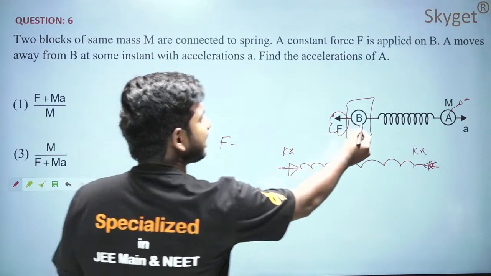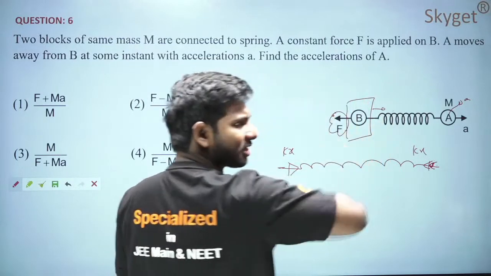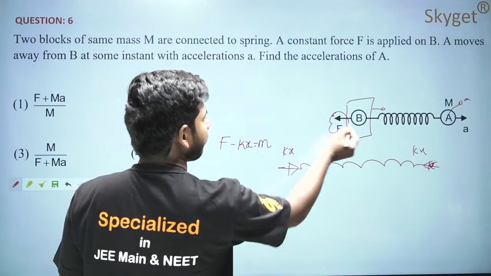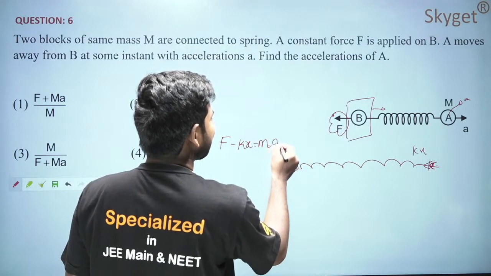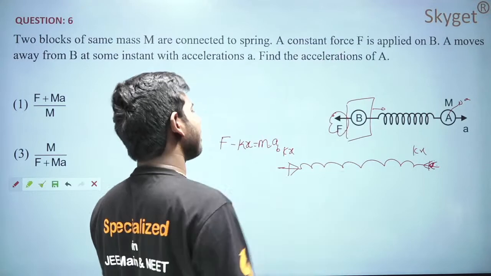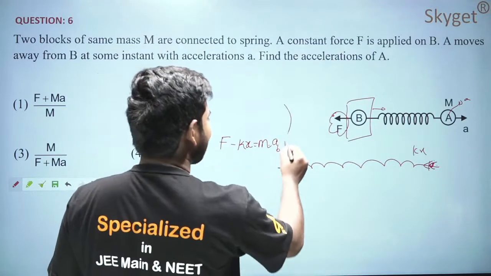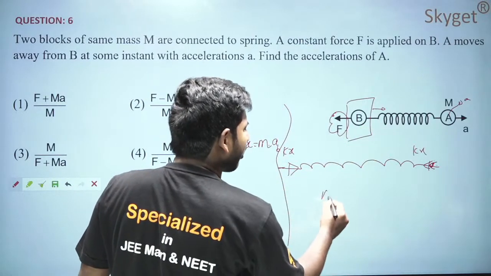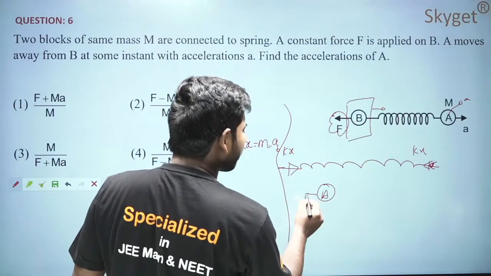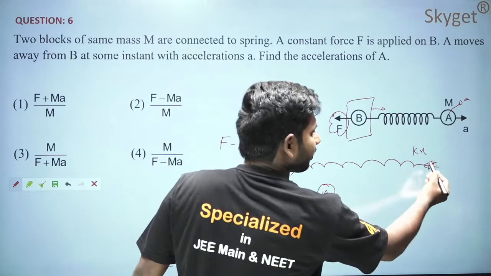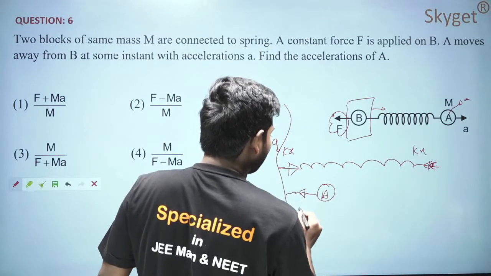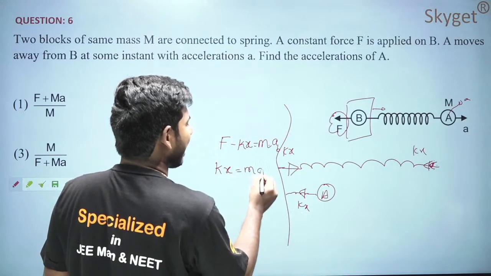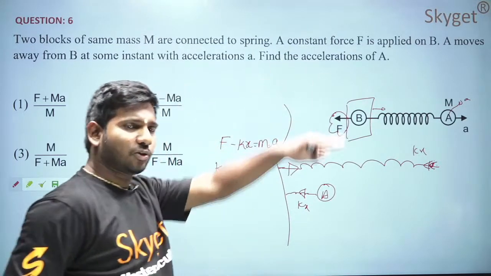So F is there, and the spring wants to go back to the natural position, so F minus Kx is equal to mass of B into acceleration of B. Both our masses are the same, so I am writing it as m times the acceleration of B. Similarly on A, if I draw the free body diagram, there will be only one force acting, backwards, that will be Kx. So Kx is equal to mass of A into acceleration of A, which is given in the question.